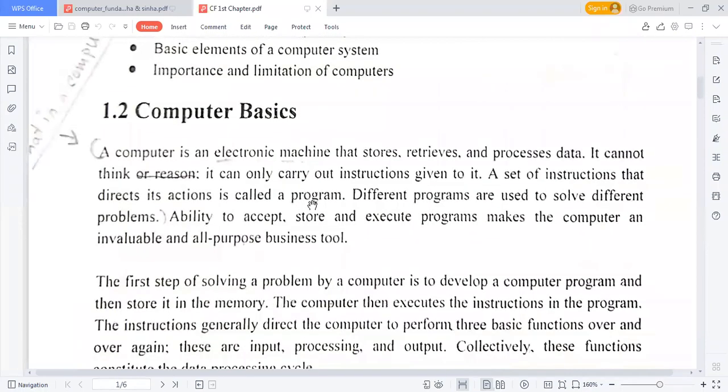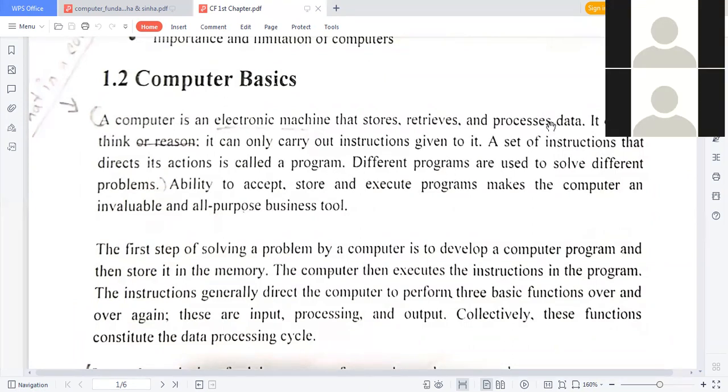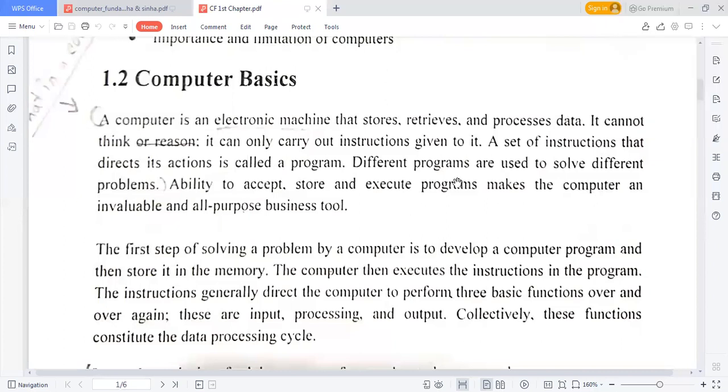So what are the basic elements of a computer system? That means the computer. You must know what a computer is. A computer is an electronic machine that stores, retrieves, and processes data. It cannot think or reason. It can only carry out instructions given to it. A set of instructions that directs its actions is called a program. You must know what a program is: a set of instructions or a series of instructions. Different programs are used to solve different problems. The ability to accept, store, and execute programs makes the computer an invaluable, all-purpose business tool.